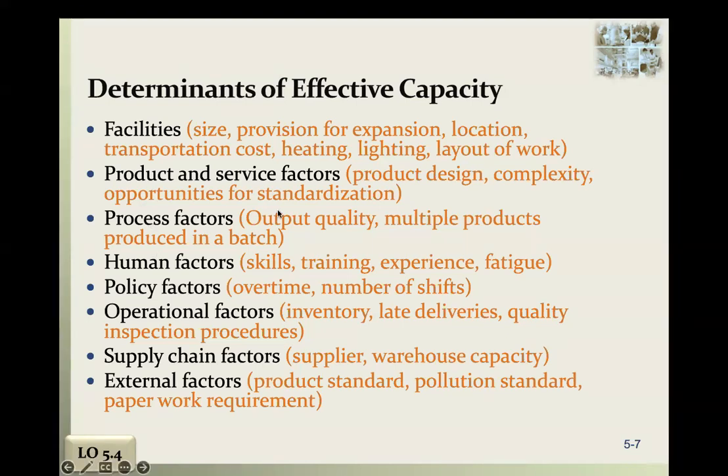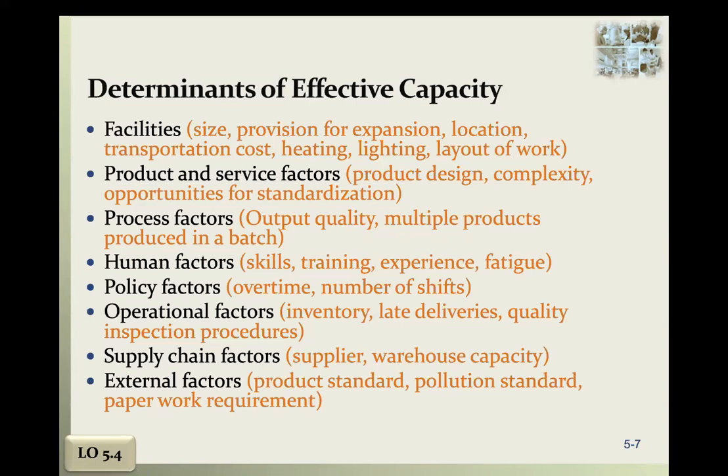Then process factor, output quality, and multiple products produced in a batch. So how is the process? Is the process simple or complex? And what type of quality expectations are there? If there are high quality expectations, then of course it means capacity would be low, because you will need extra steps. You might need more inspection. You need more systems.